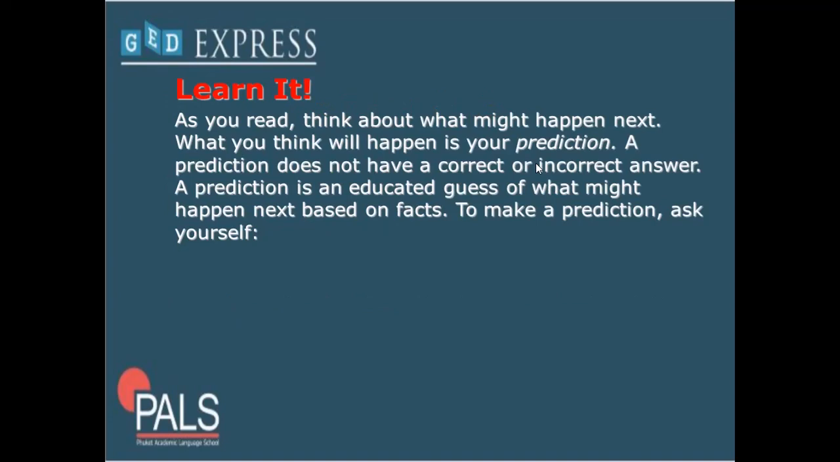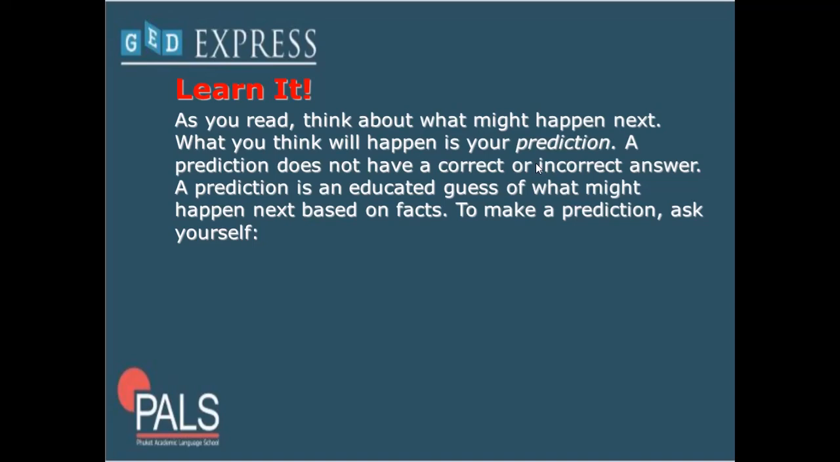As you read, by the way, how do we predict? So, as you read, think about what might happen next and what you think will happen. That is your prediction. So a prediction does not have a correct or incorrect answer. A prediction is an educated guess of what might happen next based on facts.